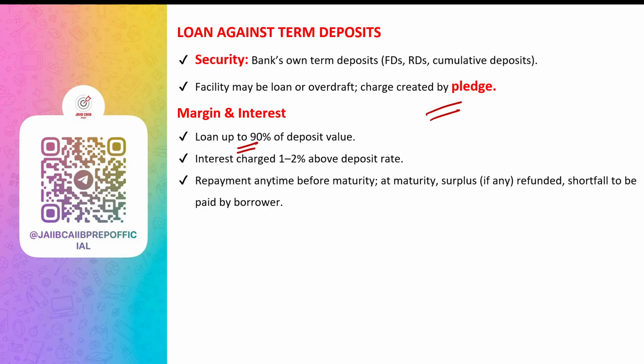Repayment by the borrower: the borrower may repay at any time before the maturity. On maturity, the bank recovers the loan and interest first, and if there is any surplus, it is paid to the depositor. And if the deposit maturity proceeds fall short, then the borrower must pay the balance.